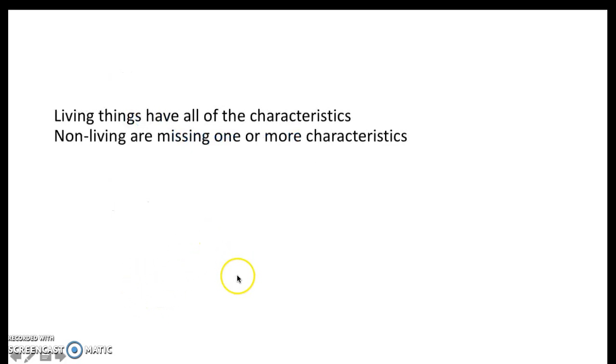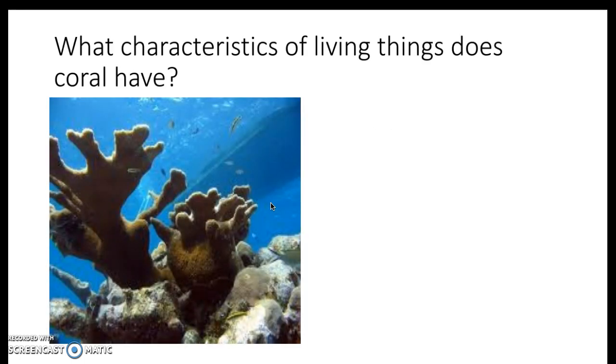Okay, so living things have all of those characteristics. They have all 8. If you're looking at something and you know it's missing one or more characteristics, then that thing is not a living thing. It's non-living. So let's go ahead and try a few. Here's a picture of coral that you'd find in a coral reef. Maybe you're scuba diving. What are some of the characteristics that this coral has?